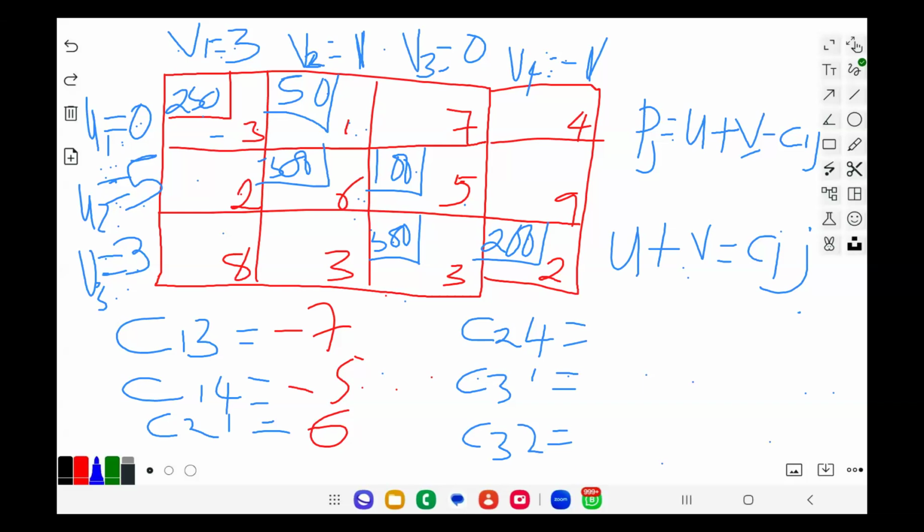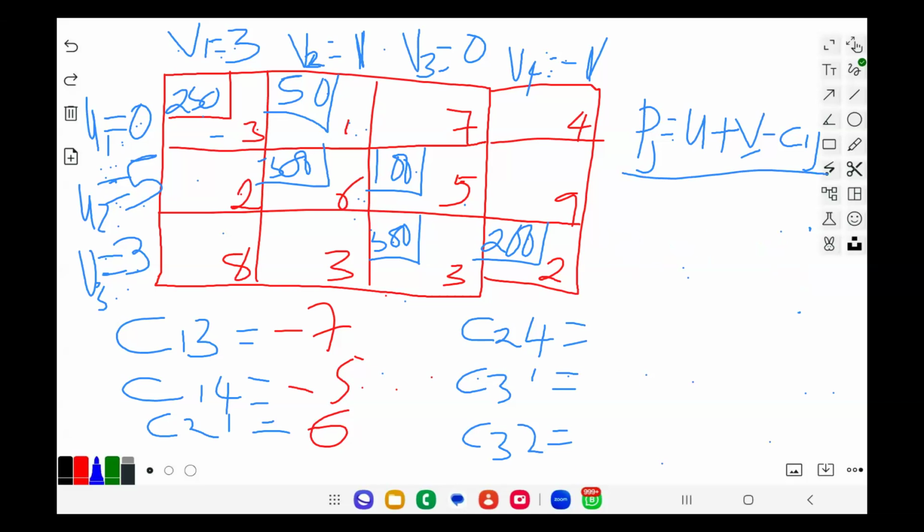Okay. So from there now, we are done with that stage. Let's move together. You go to another stage where you are now dealing with the cells which are not allocated. You put penalties using this formula. So that's what we are doing now. So we were dealing with this penalty.